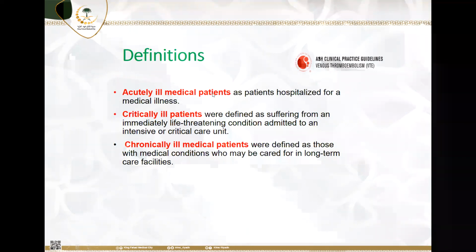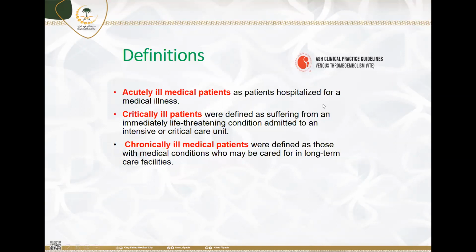So very important when we talk about medical patient, we have to categorize. We say acutely ill medical patient. This is patient hospitalized for a medical illness, our patient. Then we have critically ill patient suffering from immediately life-threatening condition, admitted to an intensive or critical care unit, ICU, CCU. Then we have chronically ill medical patient. This is important. This is defined as those medical condition who may be cared for in long-term care facility. This is very important.